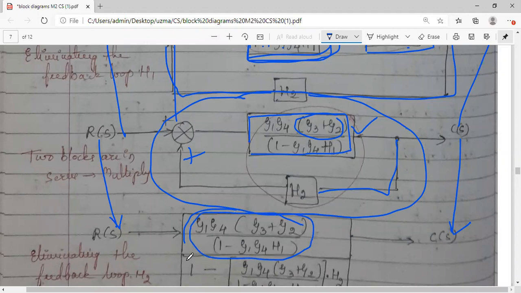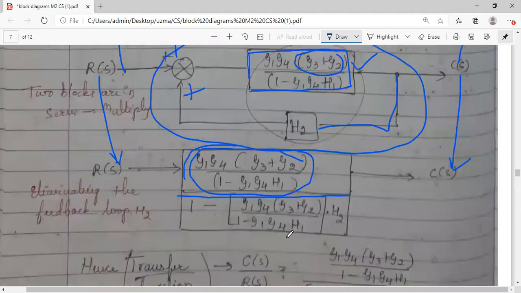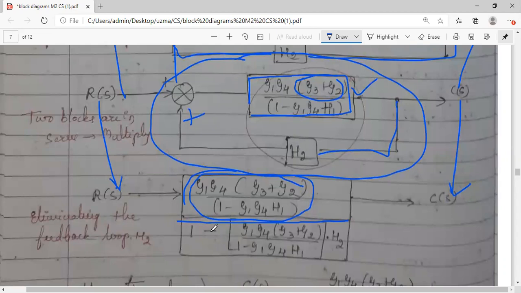That will be in the numerator, divided by 1 minus forward path gain multiplied by feedback path gain. Whatever forward path gain is in the numerator, you write it as it is, completely multiplied by feedback path gain H2. So this is how you have reduced the block diagram.